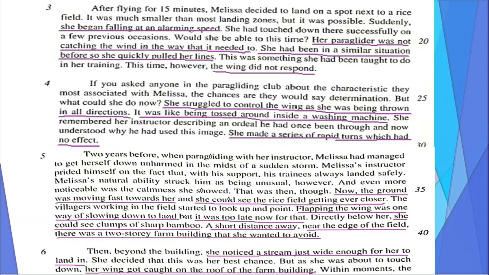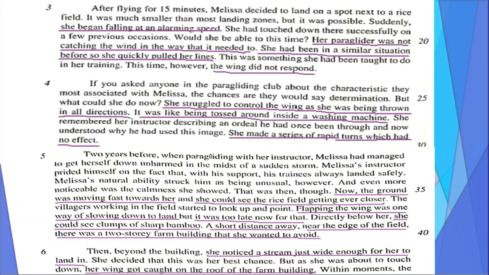So that sentence, she began falling at an alarming speed, is the first problem that she faced. So we have to underline that. She had touched down there successfully on a few previous occasions. There is no problem there. There is not also an action that she did to overcome. Would she be able to do this time?